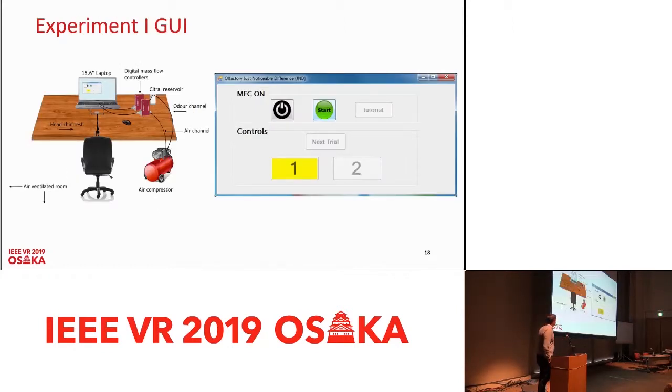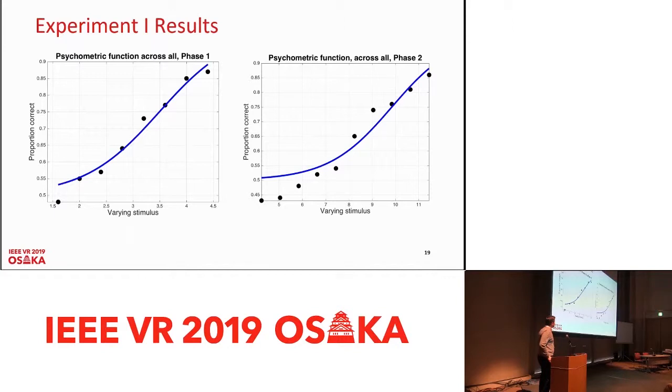So the task was very simple: smell these two smells, tell me which one smells more, right? They were given a task to effectively rate or pick which one they thought was stronger. When we had a 75% threshold of accurate judgments, we could establish a baseline as a just noticeable difference.